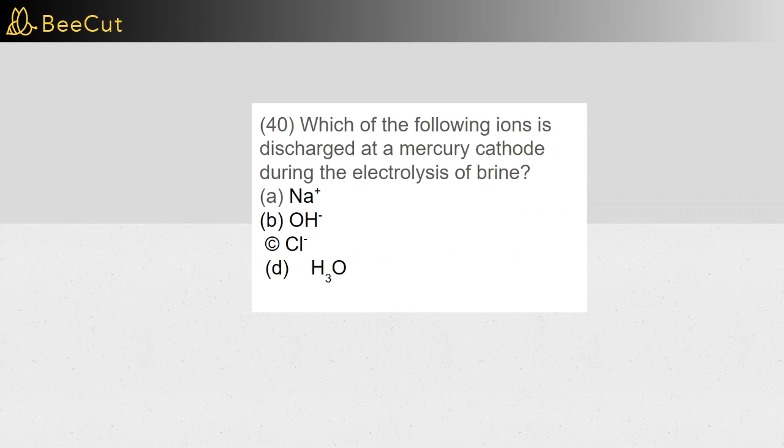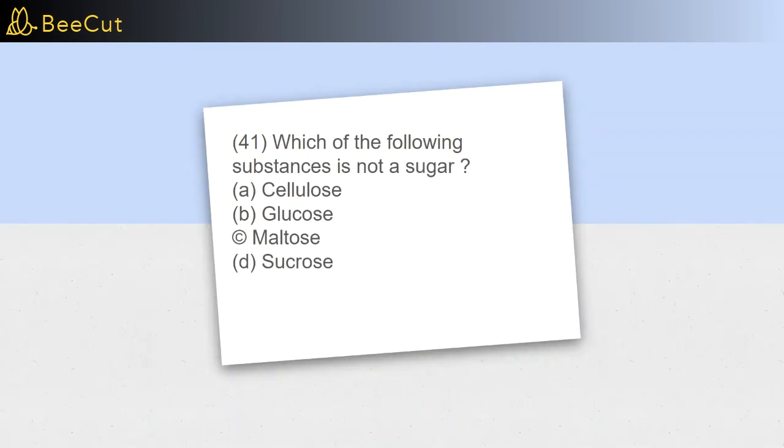Which of the following ions is discharged at the mercury cathode during electrolysis of brine? It is A, sodium ion. Sodium ion. 41. Which of the following substances is not a sugar? A, cellulose, B, glucose, C, maltose, D, sucrose. A. Cellulose is not a sugar, it is a non-sugar.